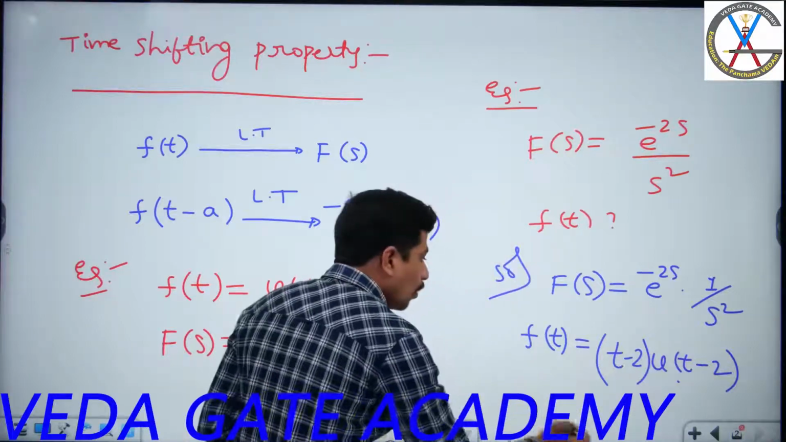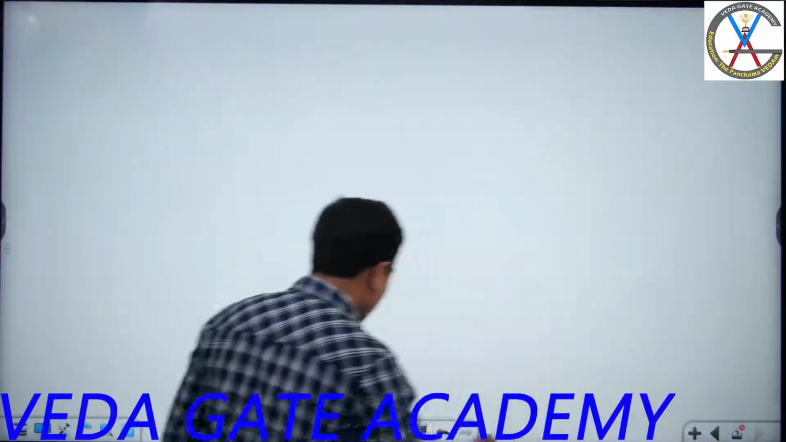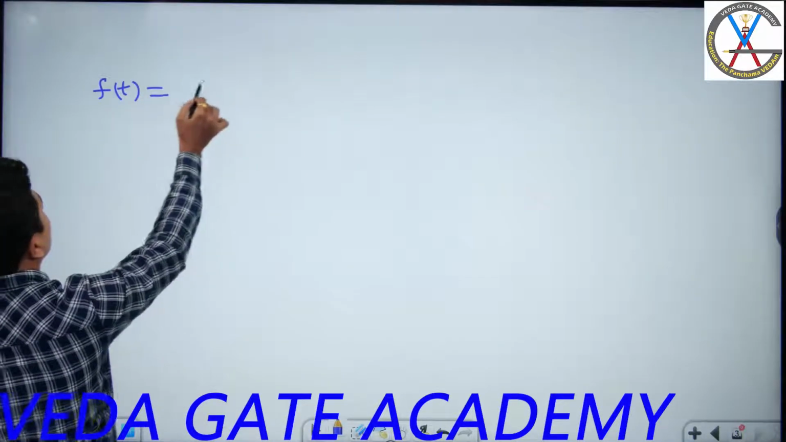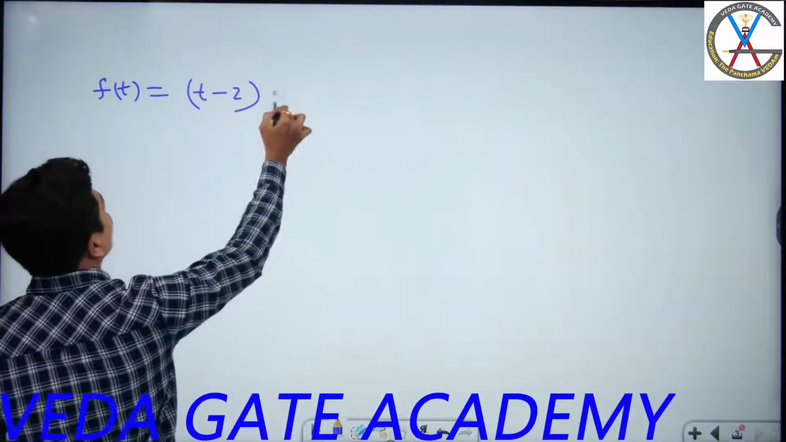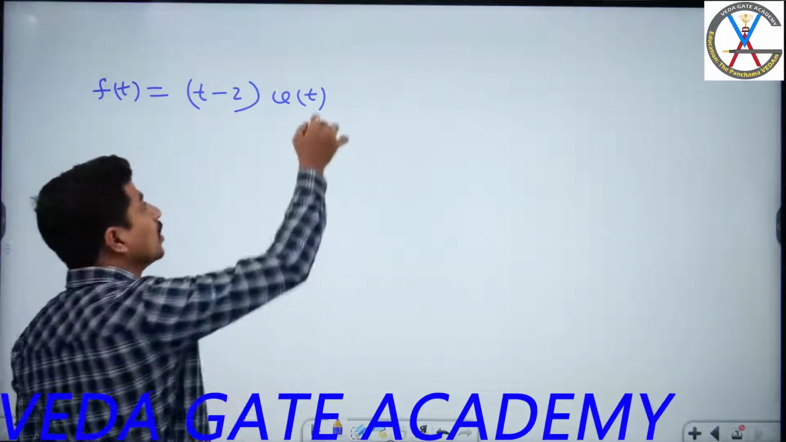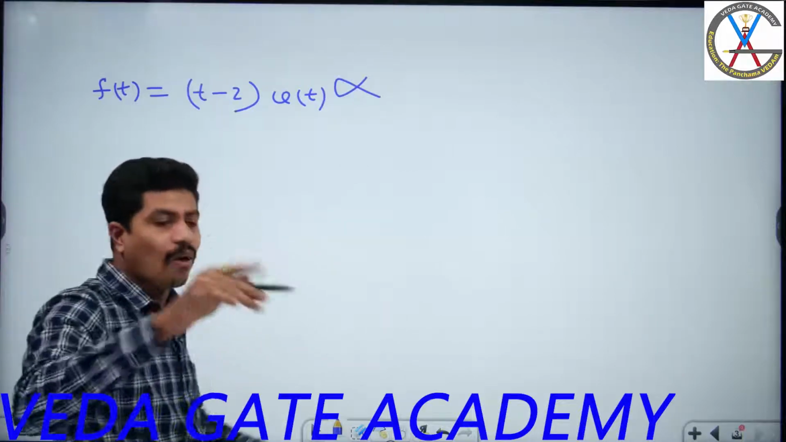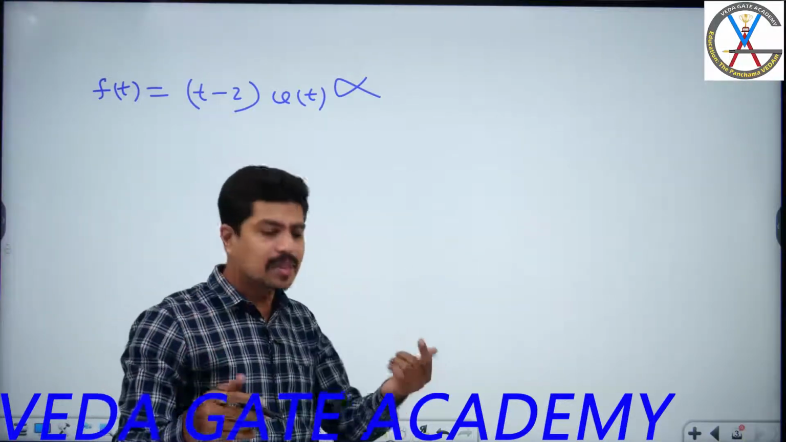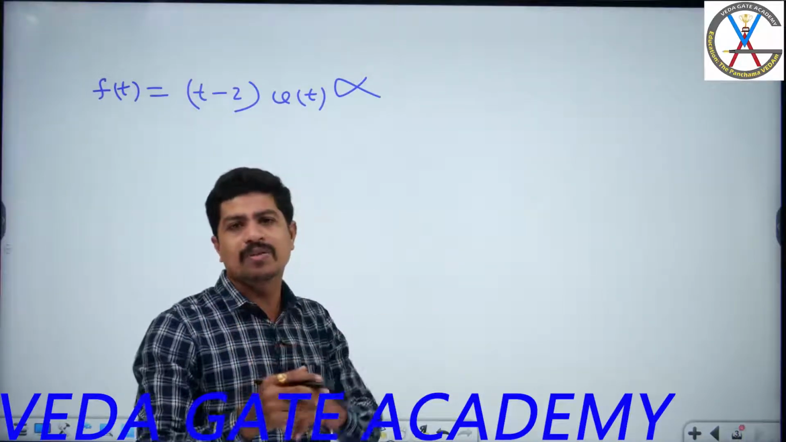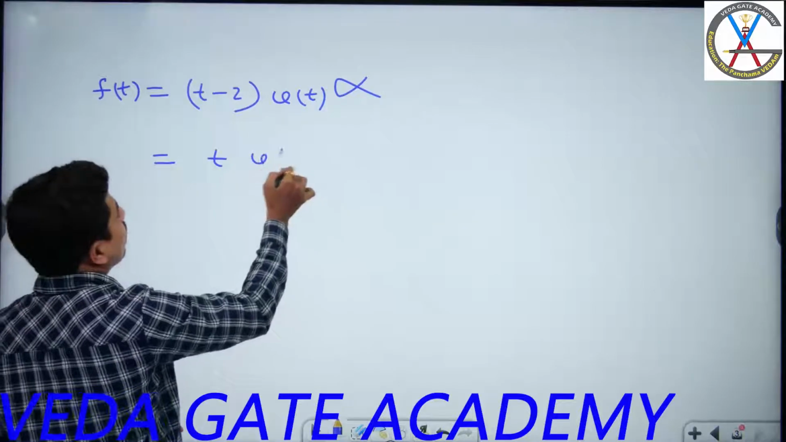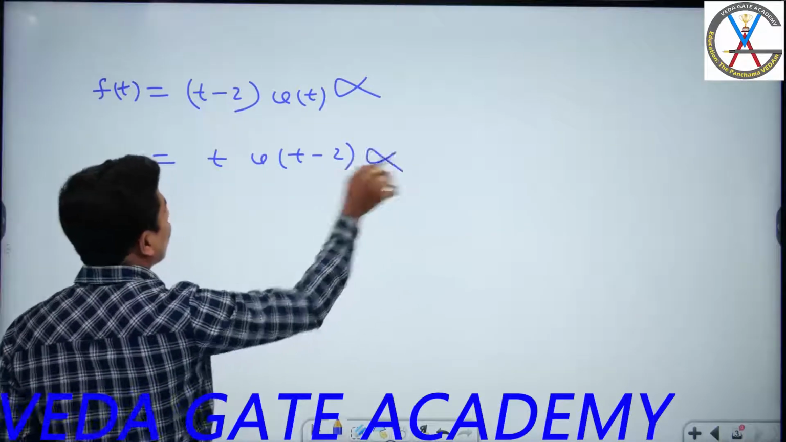Some people will take the option as f of t equal to t minus 2 into u of t. This is absolutely wrong. All t variables of that signal must be shifted. All t variables means wherever t is there, you have to replace it with t minus 2. Some people will take it as t into u of t minus 2. This is also wrong.